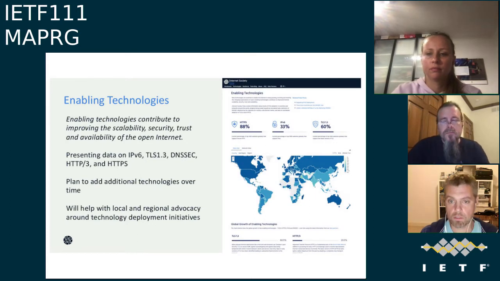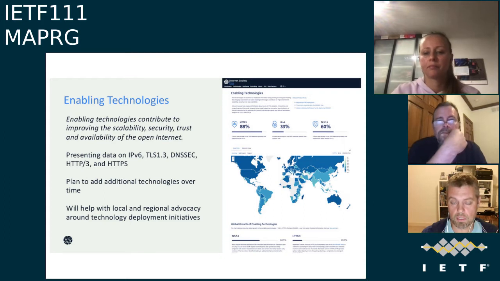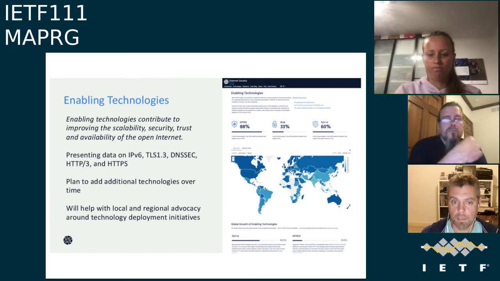Possibly of more interest to this audience, we have a focus area on enabling technologies, which is basically anything that we think is really contributing to the future scalability and trustworthiness of the internet. And at the moment, we have data on IPv6, TLS 1.3, SEC, HTTP3, and HTTPS. We want to add to that list of technologies over time, and so I'm personally quite interested in any feedback on what, you know, technologies would be good to add to that list.